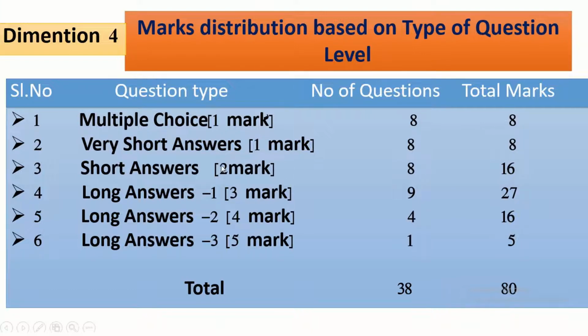For short answers there are 2 marks per question, and there are 8 questions. For 2 marks questions, 8 questions, that is 16 marks is allotted. For long answers there are 3 types, one is 3 marks, 4 marks and 5 marks questions. There are 9 questions of 3 marks, that is totally 27 marks. And for 4 marks questions there are 4 questions, therefore 16 marks is allotted. And the 5 marks question is only 1 question, that is 5 marks is allotted for that one.